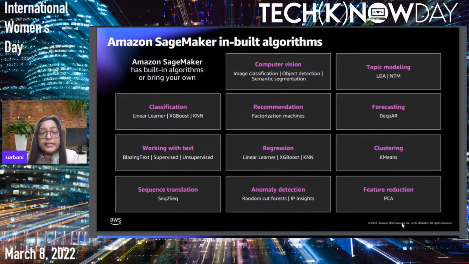There are several built-in algorithms available, starting from classification. We can see the linear learner, XGBoost, KNN, computer vision, topic modeling, recommendation, forecasting, regression, then text processing, document processing, clustering, anomaly detection, sequence translation, and many more.